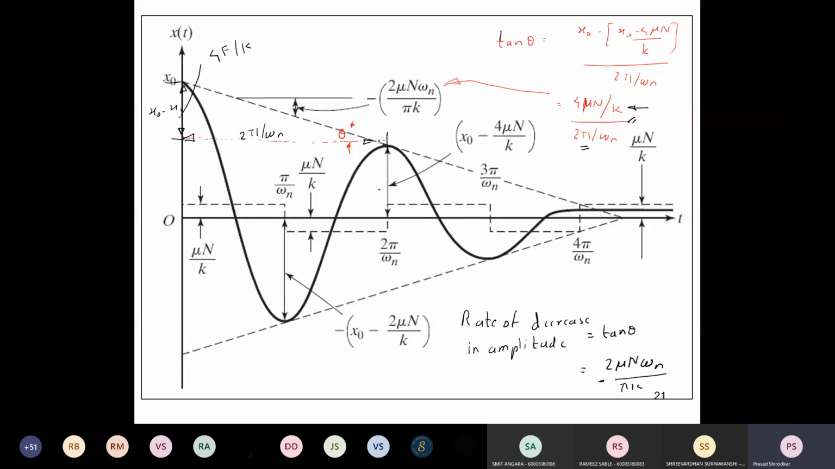So these are some of the key features. Make sure you note all the things, especially the equation, because some quiz questions can be asked on this. So this is the rate of decrease of amplitude. Now, any questions in this? Is the graph clearly understood?